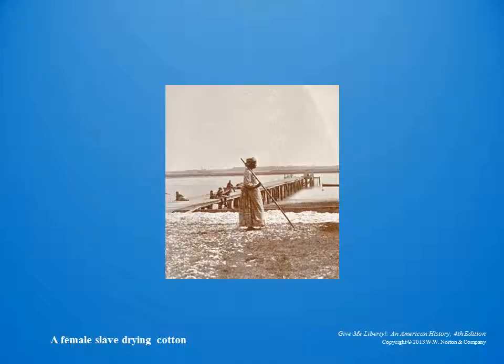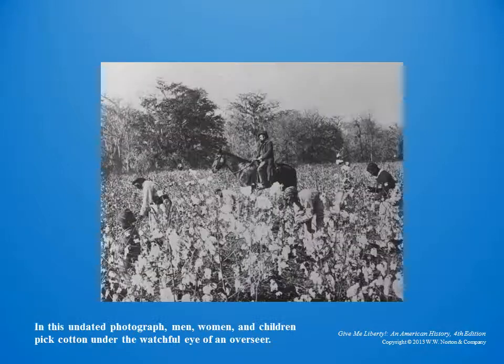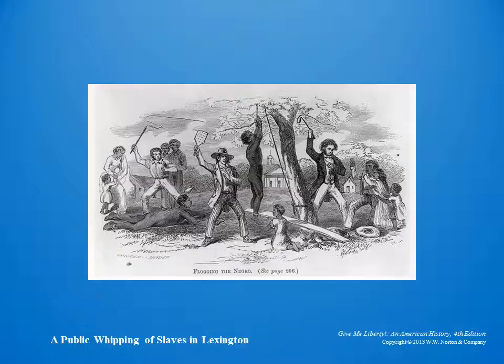You see, this is a photograph of a female slave drying cotton on a plantation in South Carolina. Men, women, and children all worked in the fields. In this photograph, you see that slaves are picking cotton under the watchful eye of their overseer. Now, unlike sugarcane, cotton doesn't grow at a very great height, so it allowed the overseer to supervise a large number of slaves at one time.